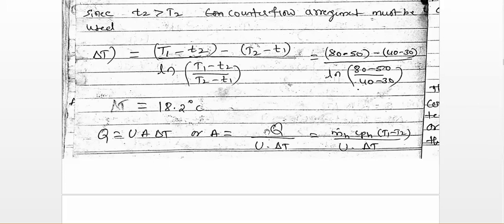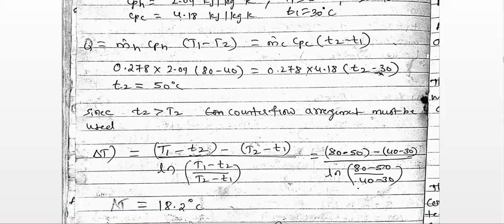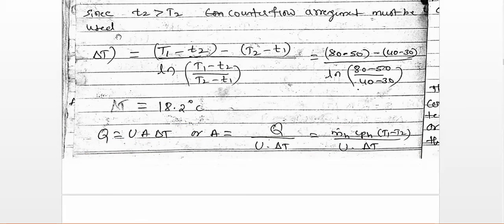Q is the rate of heat transfer, or rate of heat lost by the hot fluid, given by m dot h Cph into bracket T1 minus T2. So this is the expression for Q. Now you just substitute the values here. We know all the values related to this.